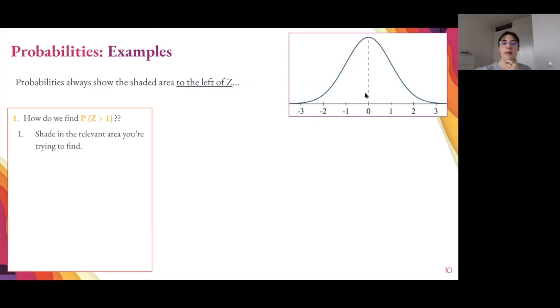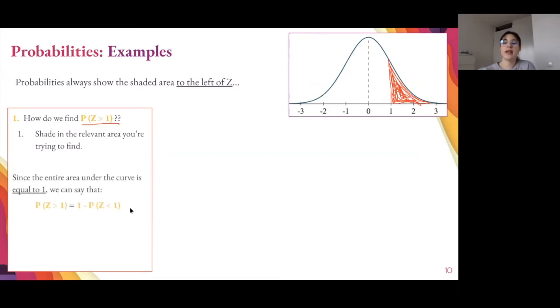So in this case, I have the standard normal distribution here so that we can draw it out, because I always recommend that you draw out the probability that you're trying to find. So how do we find the probability that z is greater than 1? We have our z-score of +1, and it's asking for the probability greater, which means the entire area greater than 1 is the probability that we're trying to find. So this whole area is what we're trying to find, right here, this red one. So first, you shade in the relevant area that you're trying to find. Always super important.